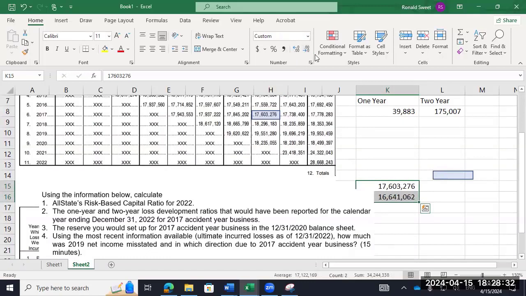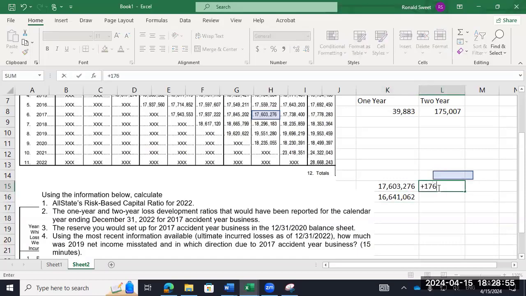So we expect to pay out. Now here I'm using this number as 2020 because we're asking for the reserve you would have set up in 2020. You wouldn't have known about the better number in 2022. So that's the number we're using. So we expect to spend 17,603,000,000, but we've only paid that much. So the difference is going to be your reserve.